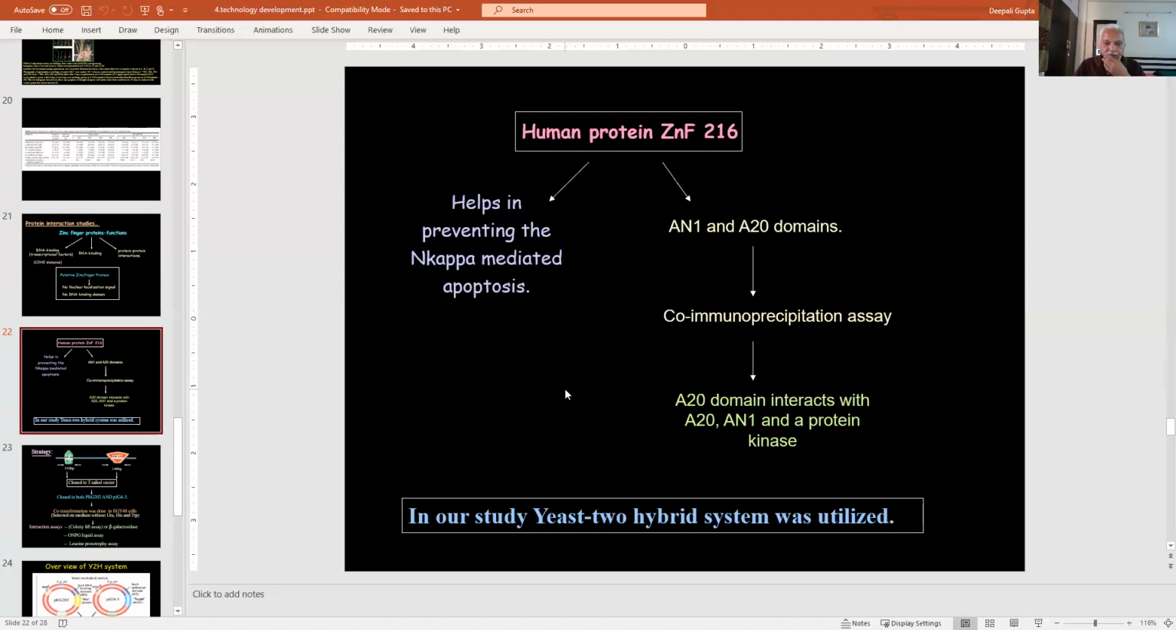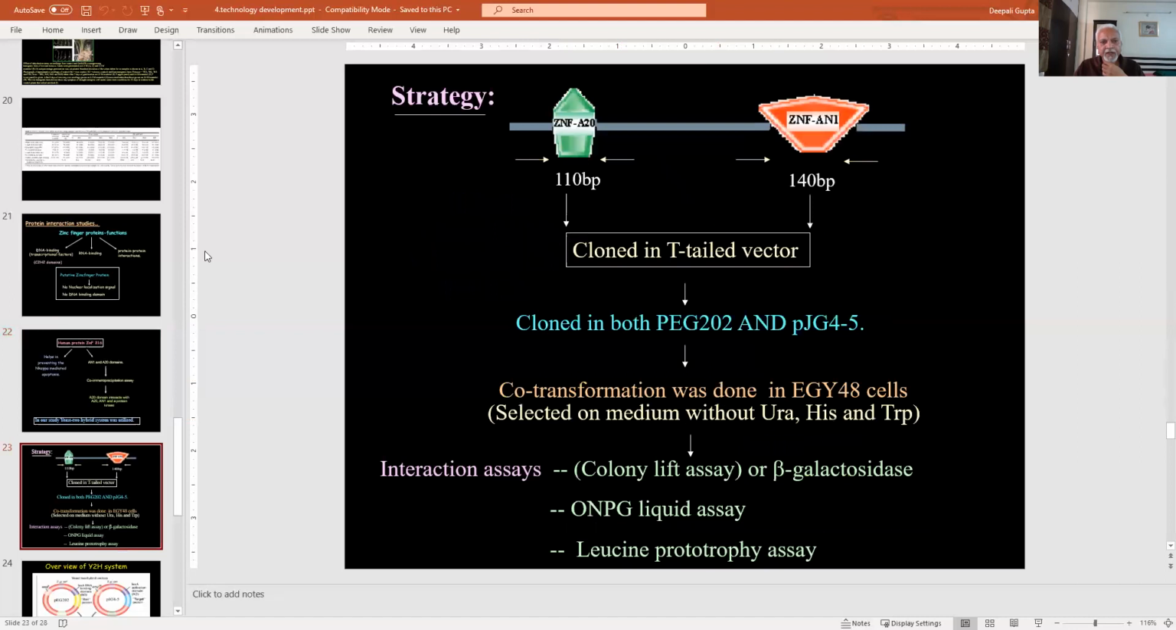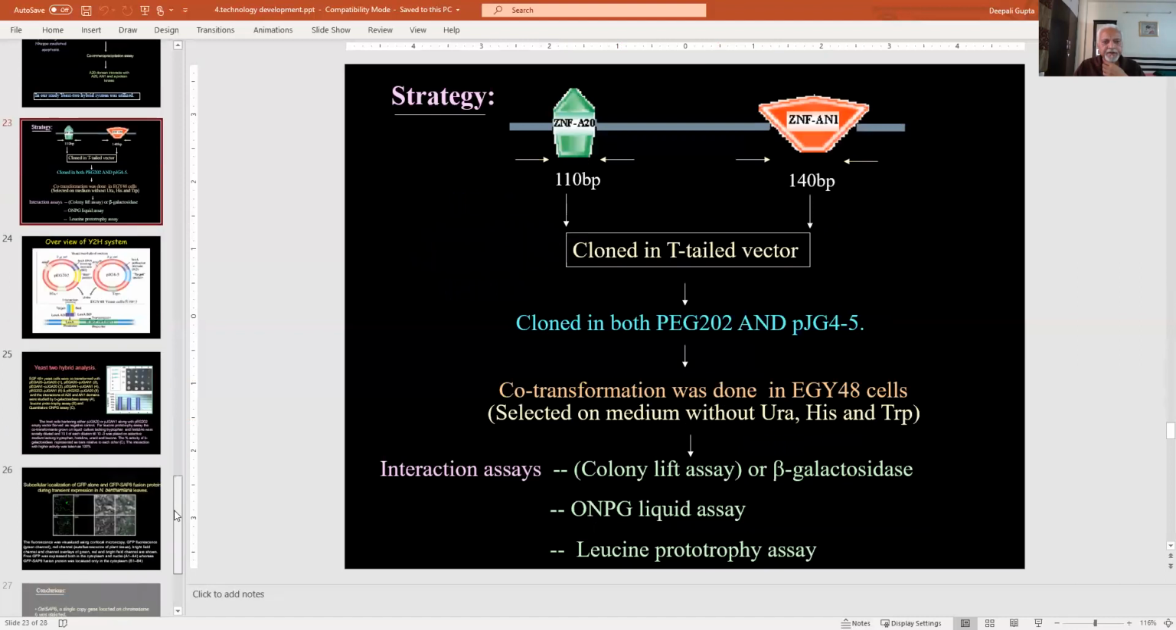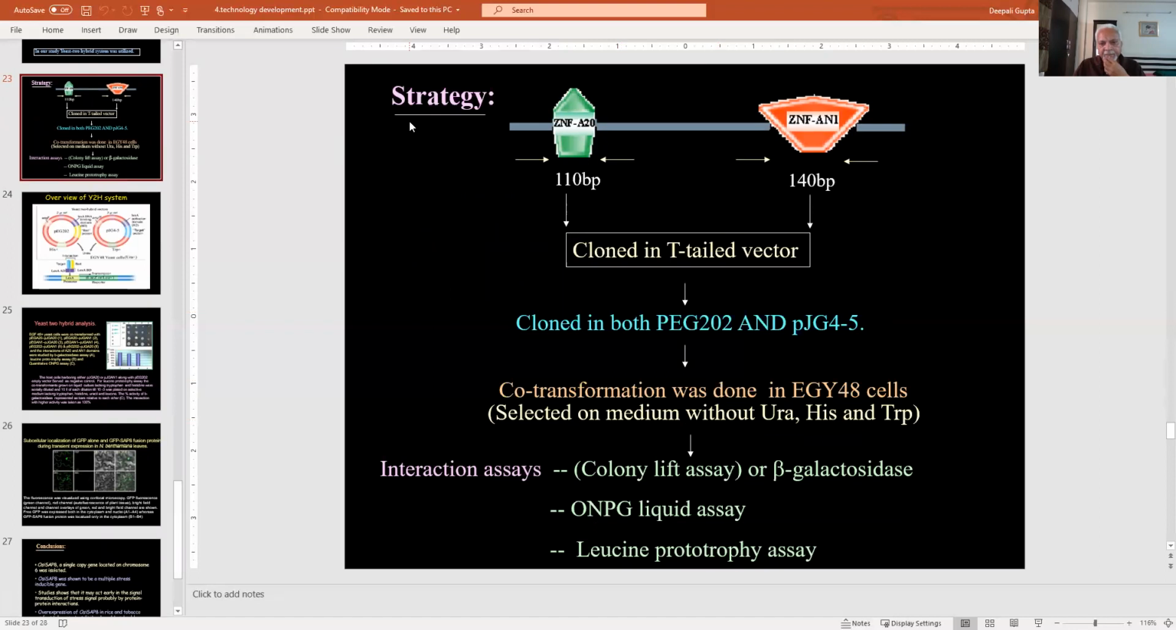So we tried to check whether this interaction is true by more direct evidence, like the yeast two-hybrid system. What is done in the yeast two-hybrid system is this: we amplified these regions, AN1, A20, and AN1 regions. They were cloned in a vector and finally cloned into these yeast vector systems, and they were then co-transformed into EGY48 cells.